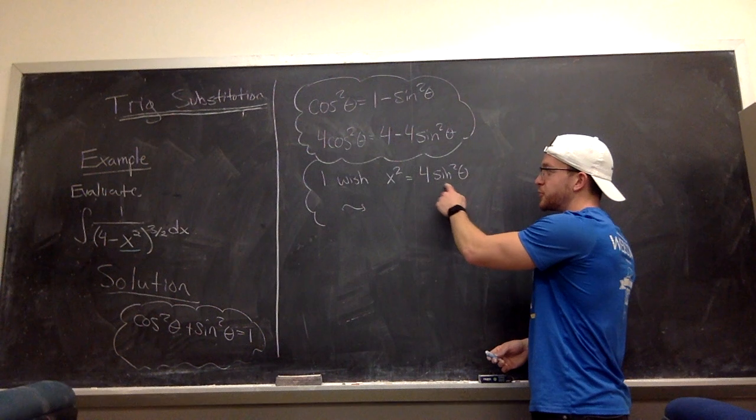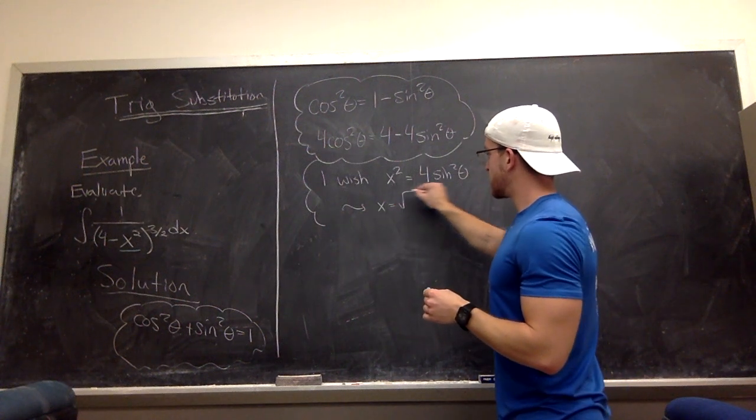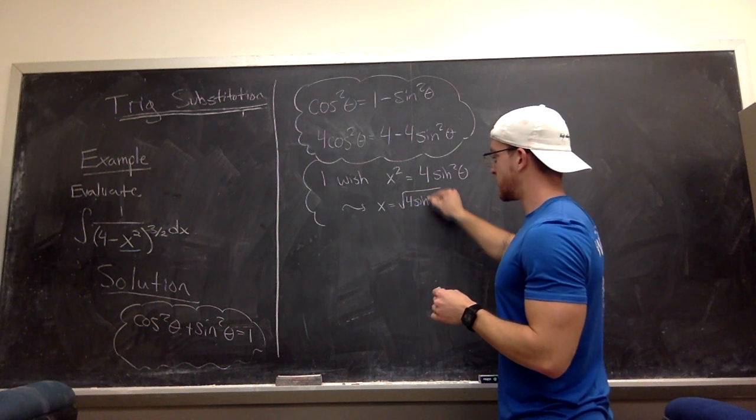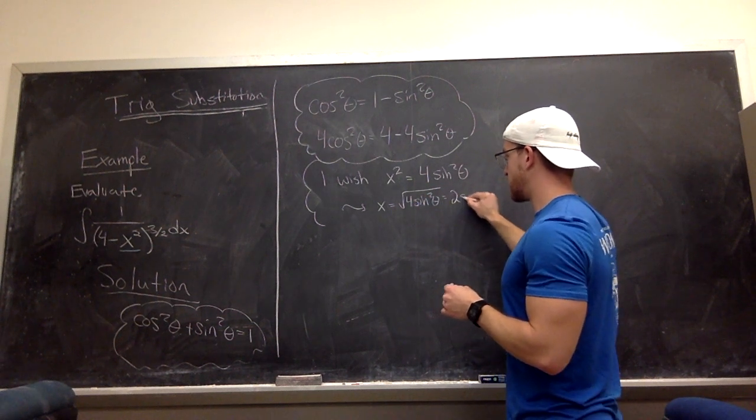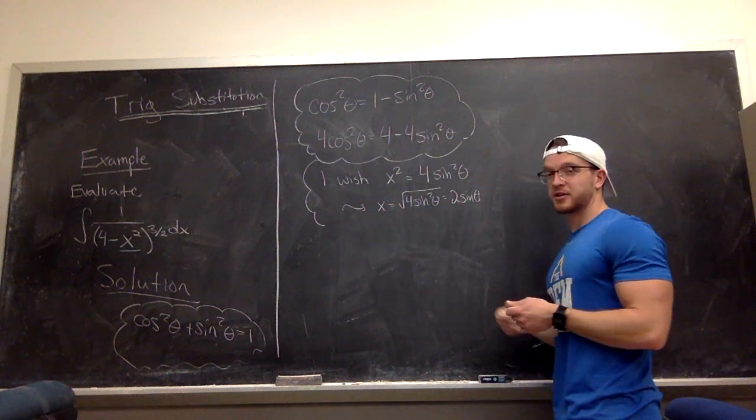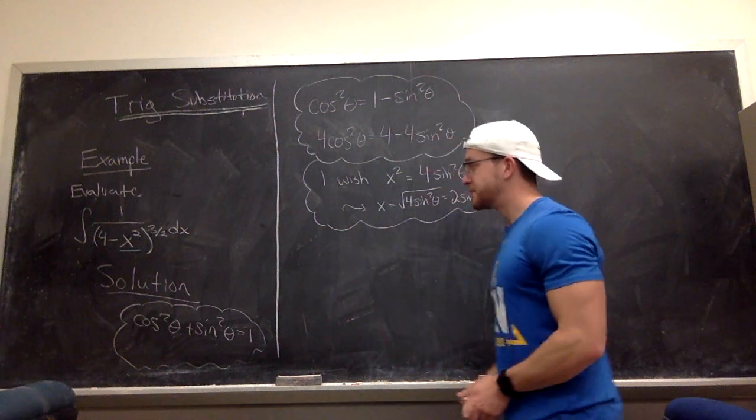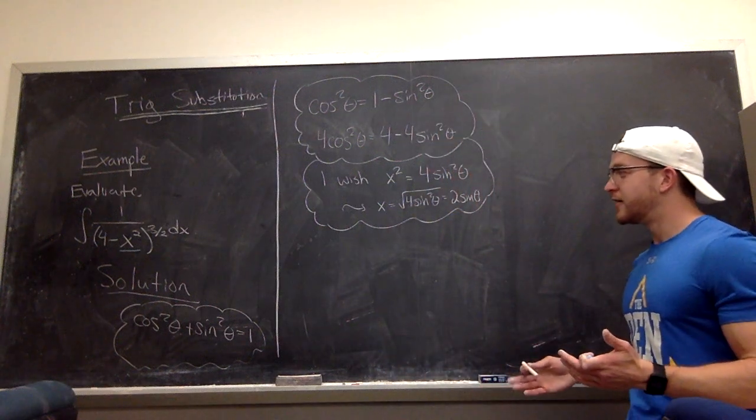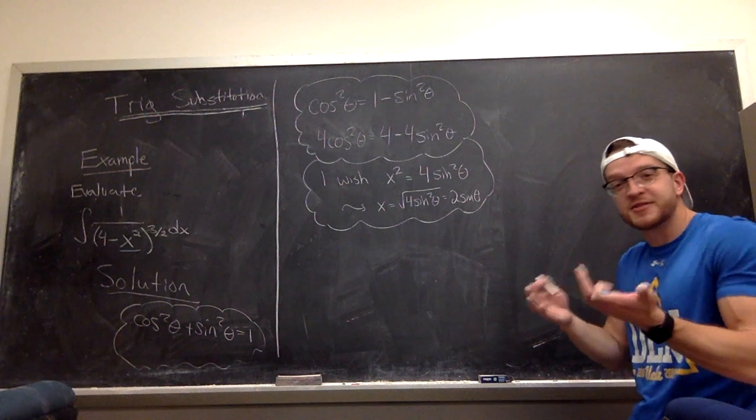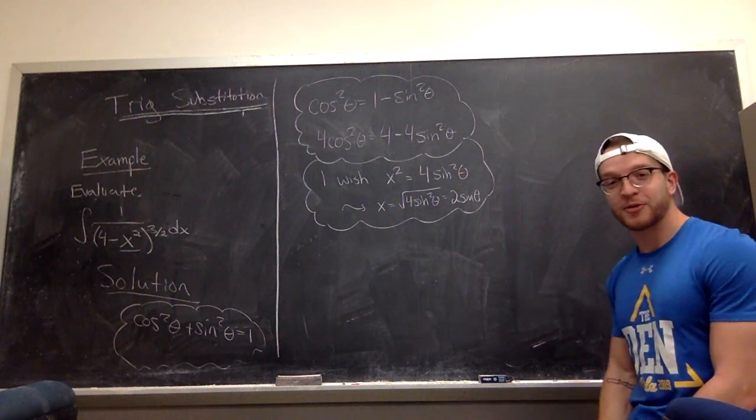Now what would this tell me about x if I took the square root of both sides? It would tell me that I really want x to look like 2 sine theta. If only. Well, how do we make that happen? This is what a variable substitution is. We just declare it to happen.